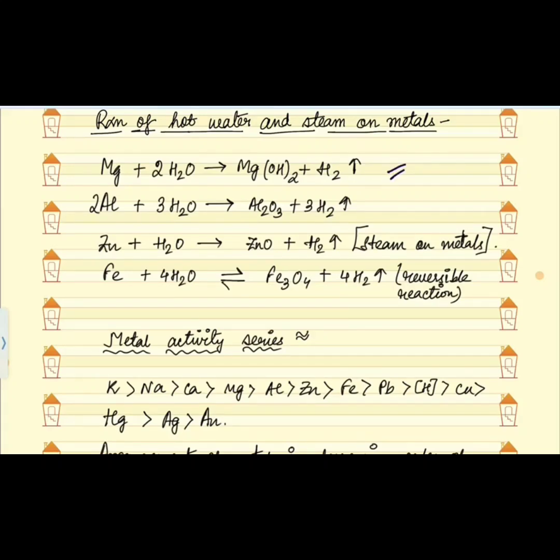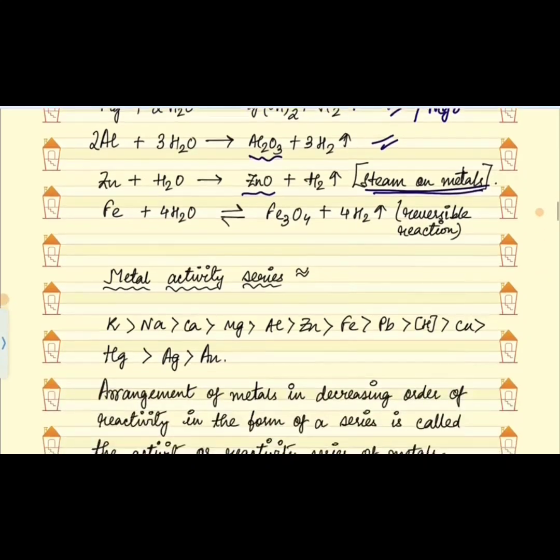Now see, hydroxide formation decreases. MgO forms, or Mg(OH)2 or MgO. Now here see oxides, no more hydroxide. Along with that, hydrogen gas is formed. Zn plus H2, or ZnO plus H2, steam on metals. Steam will act on these metals.